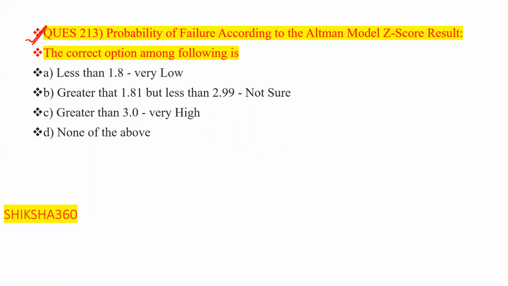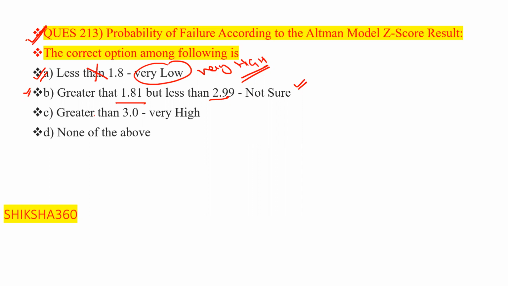Option A says that for a score less than 1.8, the probability of failure is very low. This one is wrong. When the score is less than 1.8, the probability of failure is very high. That's why I say please go through the options very carefully, and do not check just one word and give the answer. So this is not the correct answer. Option B: greater than 1.81 but less than 2.98. There is a probability of default or not default, but it is not sure, at a medium level. In some cases it will default, and in some cases it will not fail. So option B is correct up to some level.